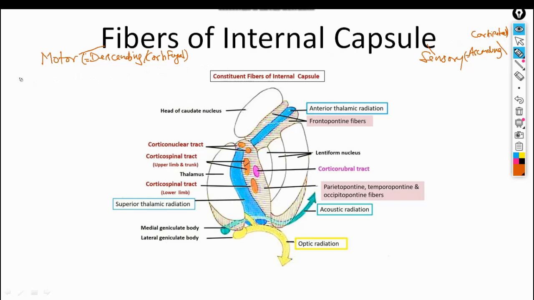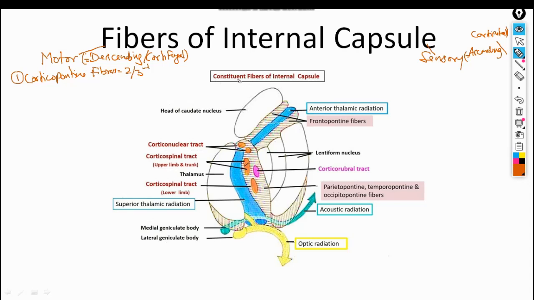In this, we first talk about the corticopontine fibers. In the total constituent of the fibers, two-thirds is occupied by the corticopontine fibers. Clear? And they are named according to the lobes in which they finally end.